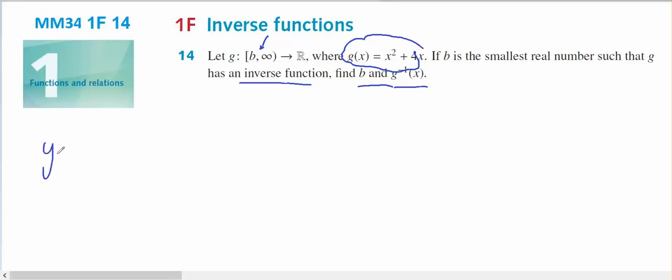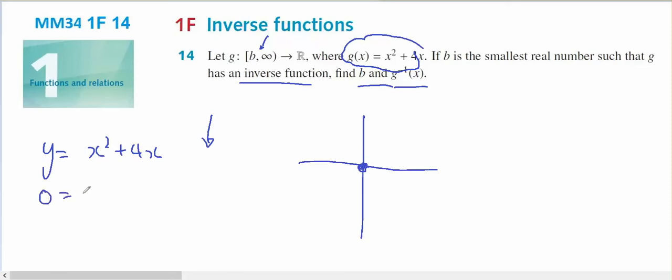Okay, so I've got y equals x squared plus 4x. So this has a y-intercept of 0. And if I want to find my x-intercept, 0 equals, I can factorise this, x plus 4, goes through at -4 and 0. So it looks like this.